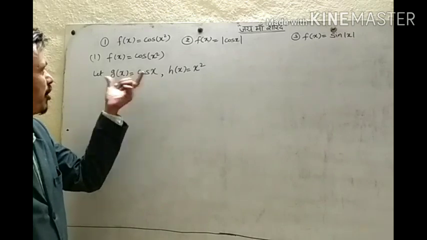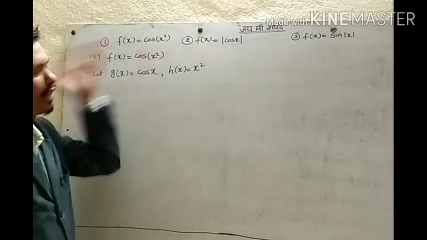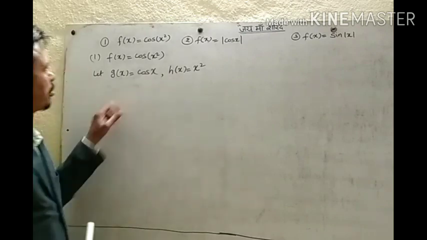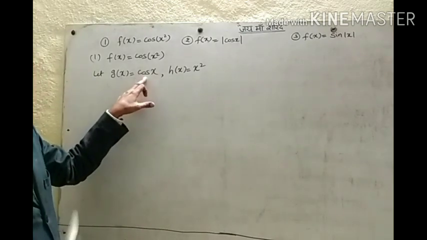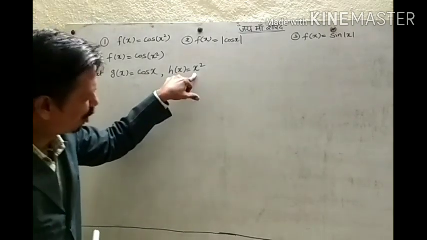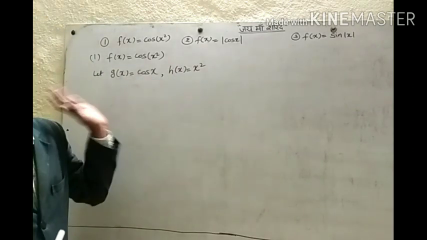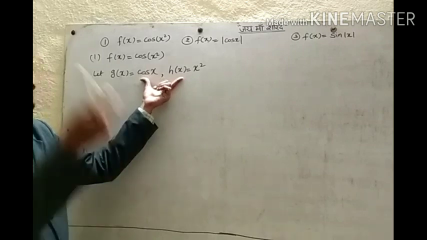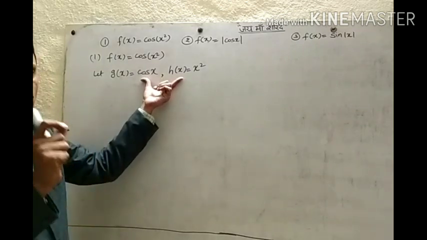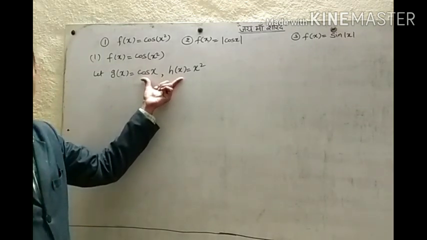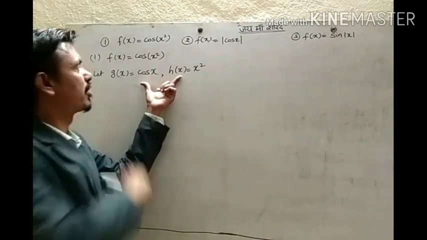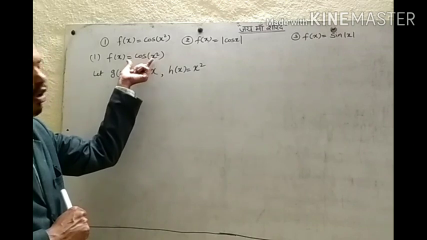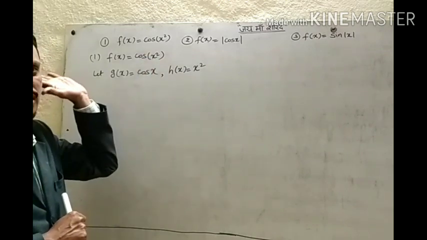Okay? Now if we show that these two functions make this function, and this cos x and x square, being a cosine function and a polynomial, these two will be continuous. So if these two functions are continuous, their composition of two continuous functions is a continuous function. Okay? So if their composition is this function cos x square, this will be continuous.